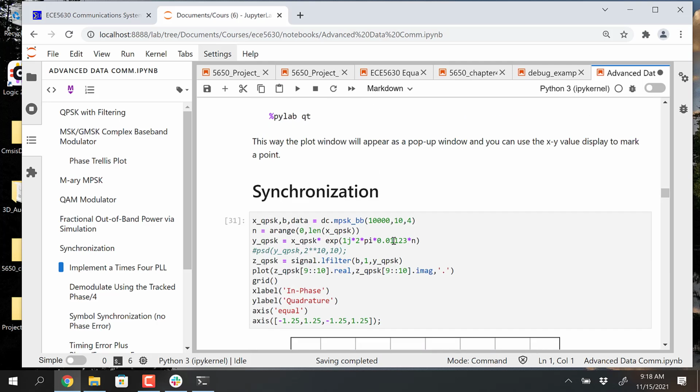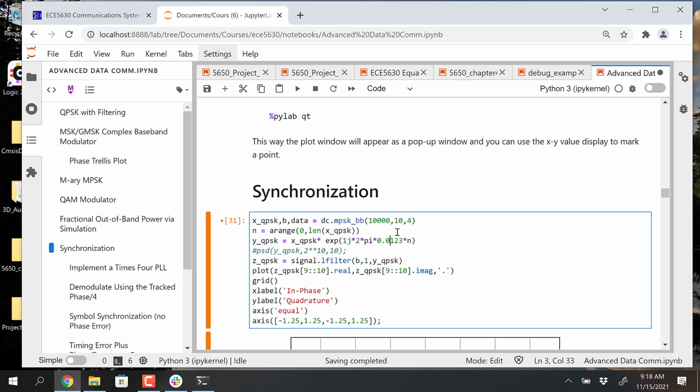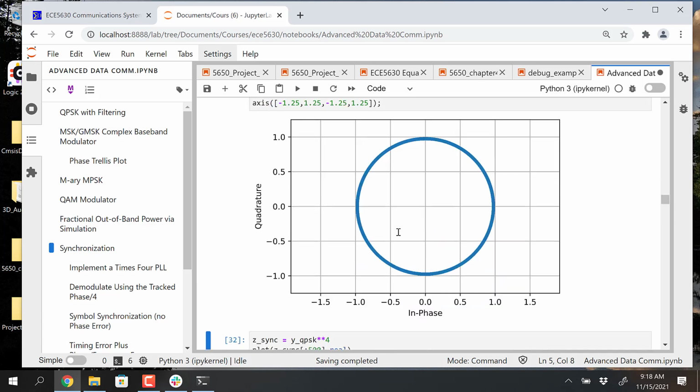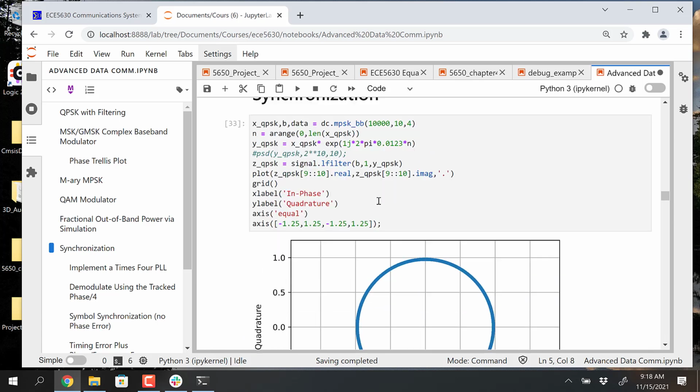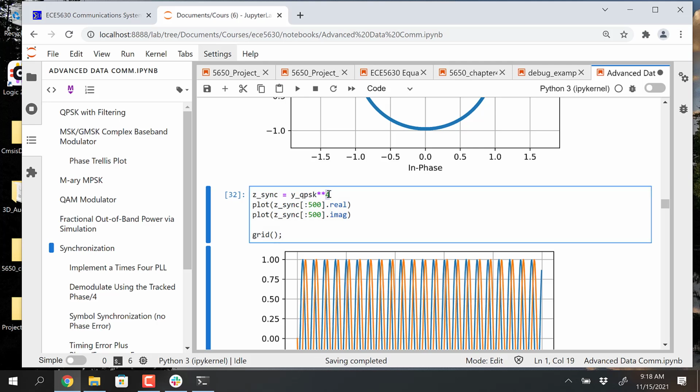Can we see that like squared or to the third also, just for comparison? Well, okay, you brought up a good point. This has got 4 phase states in it, so what happens if I only do squaring down here?